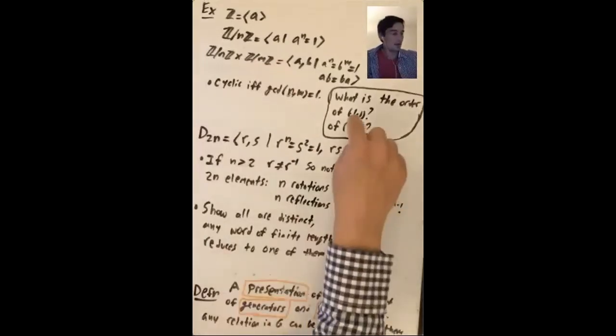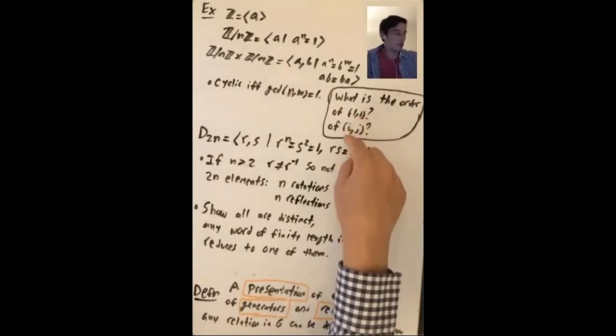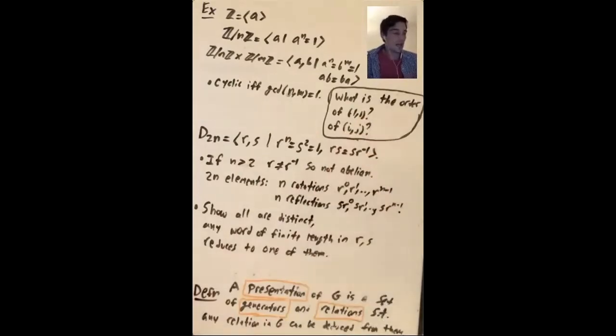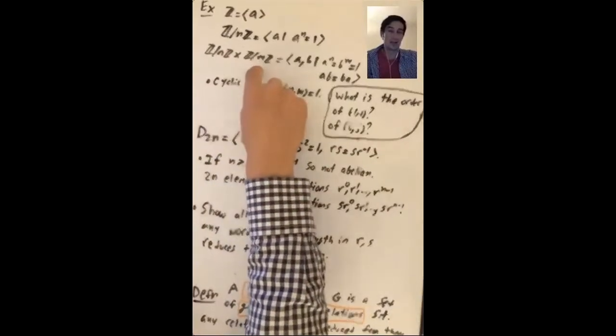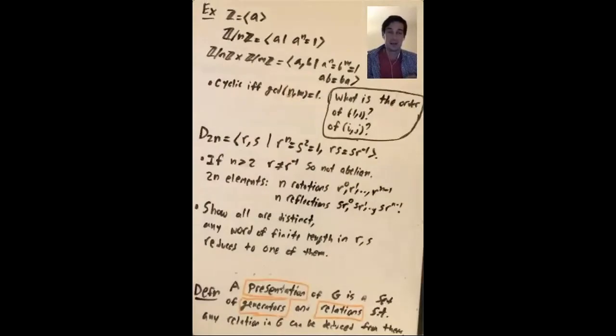Okay, well, we don't just need to know the order of (1, 1), but what's the order of an arbitrary element? Like, how do you know whether or not there's an element of order n times m? Well, if you can compute the order of any element, that'll do it for you.